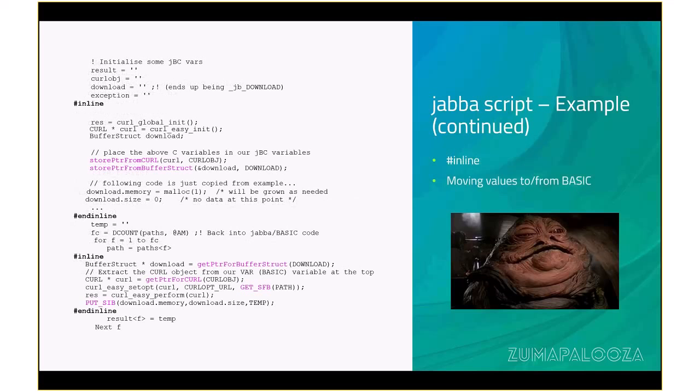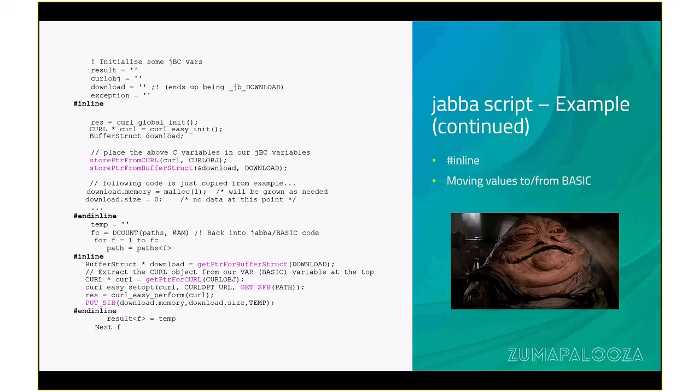Here's another example. At the top there, it's regular JavaScript or basic code. Then we have hash inline, where we're calling C functions directly and manipulating C variables. Then in the hash endlined, we're back into basic code. Temp equals empty stream. FC is a decount of paths. And then we've got a for loop where we're setting path equals paths attribute F.